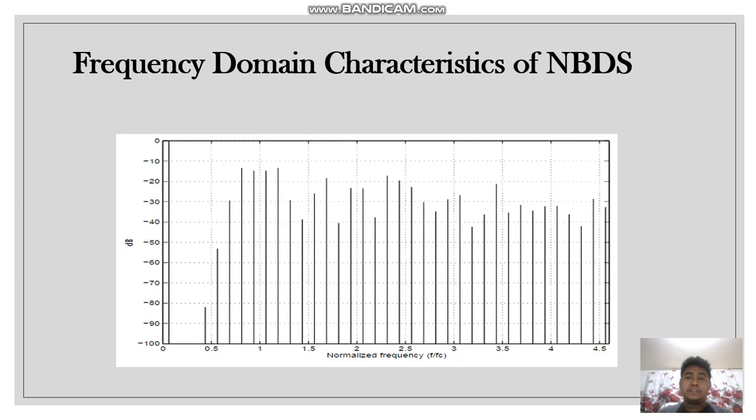So, the frequency domain characteristics of NBDS. As we can see here, the X axis is the normalized frequency, and for the Y axis we have here the decibels.